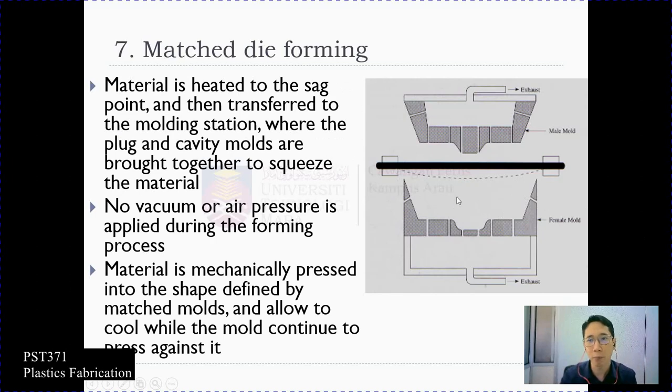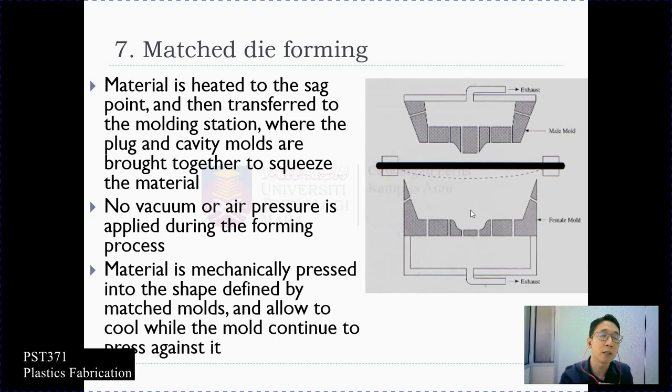Okay, female mold ni macam tu lah bentuk male cavity dia. So sama juga, you akan heat up these plastic sheets. You heat up, okay, and then until it sags, and then you press using a male mold ni tadi ataupun plug ni tadi, male mold ni against the female mold, and you allow it solidify, and then you remove and trim. Okay, usually guna untuk automotive industry lah.